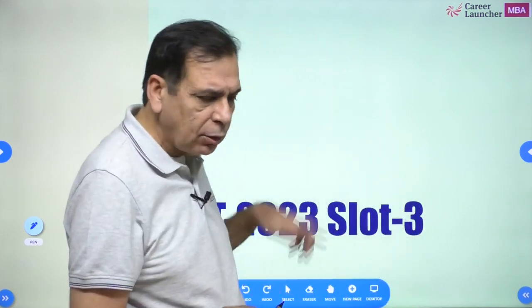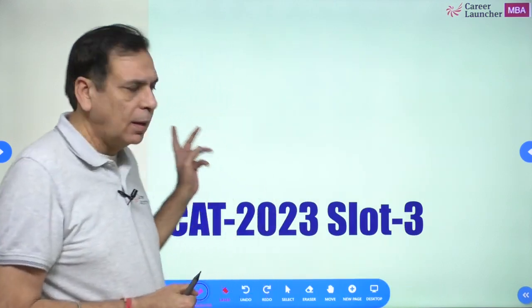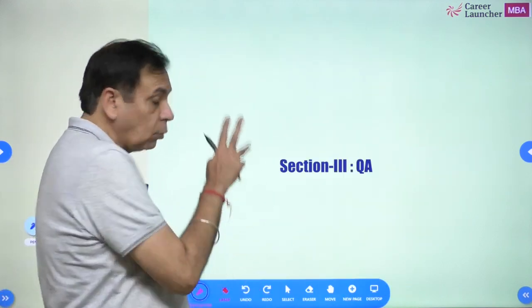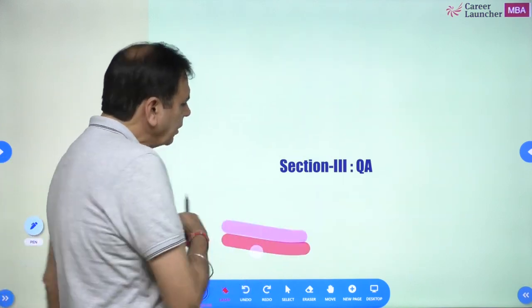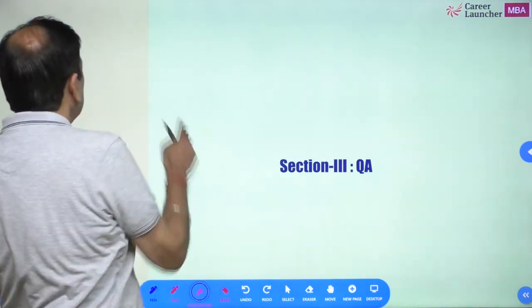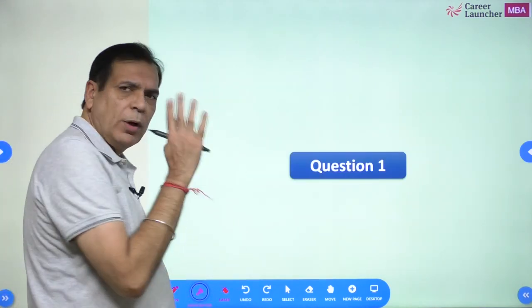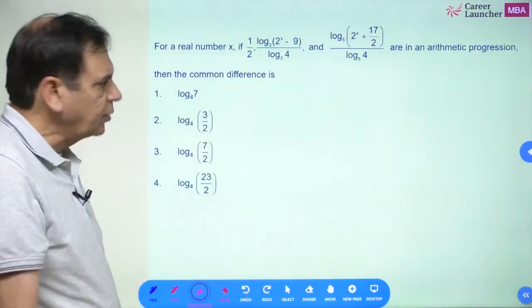Okay, so this is my third slot, slot 3 paper, and I'll go through the paper. The quant section is what I'm doing right now. We'll do the other 2 sections separately. Okay, in the quant section, let's see how we should have done this particular paper. Let's go question by question. First question. Okay, let's see.